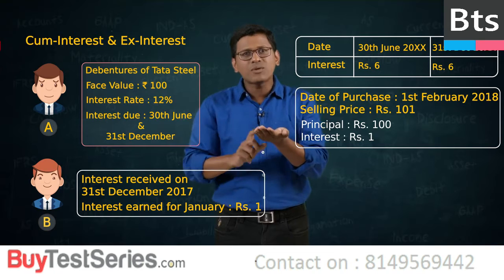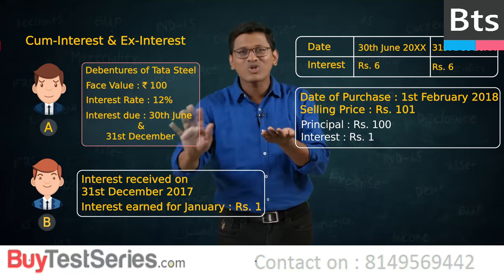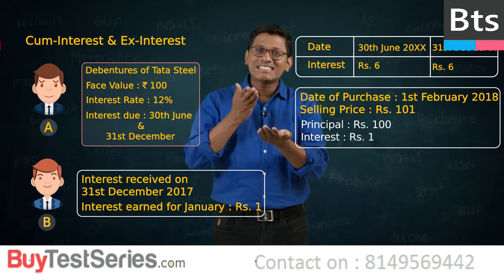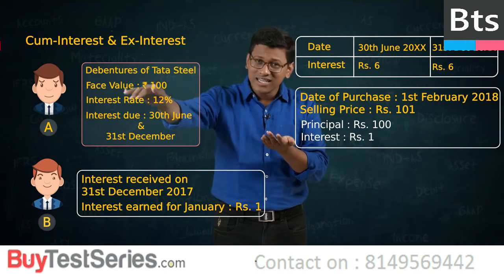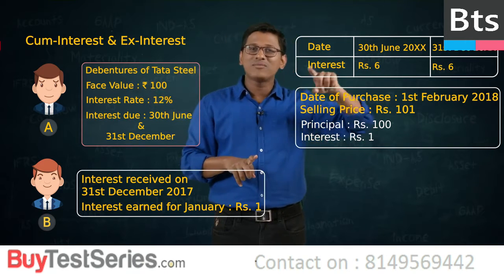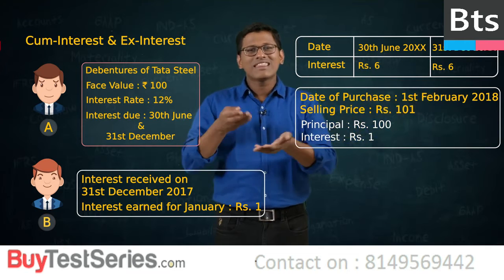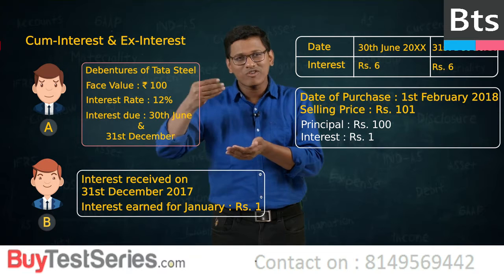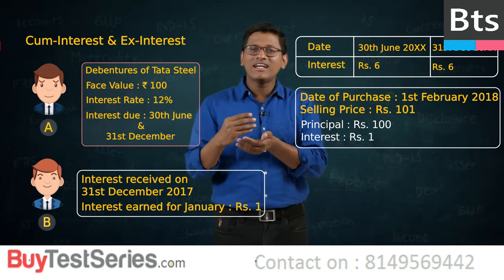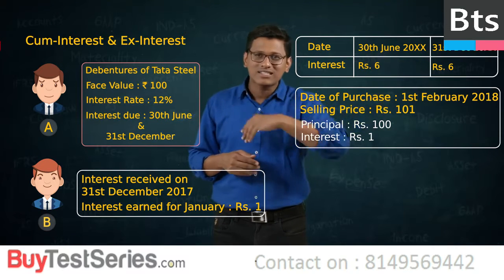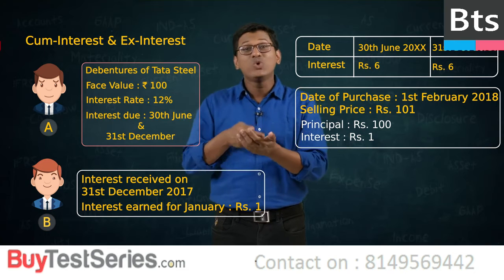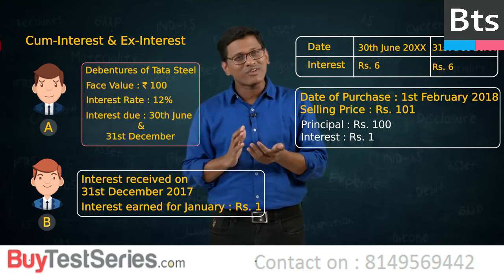1 rupee, is that a profit that your friend is making? Don't call that profit. That is an income that your friend earned. That friend would have received money on 30th of June. Instead of receiving on 30th of June, that person will receive it on 1st of February itself, and company Tata Steel is not paying your friend, but you are paying your friend that 1 rupee of interest.